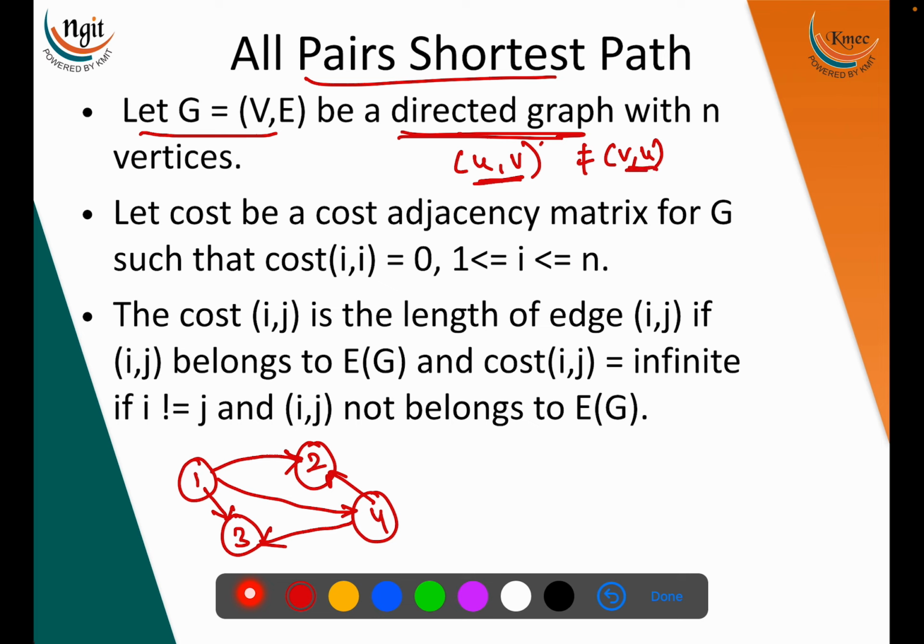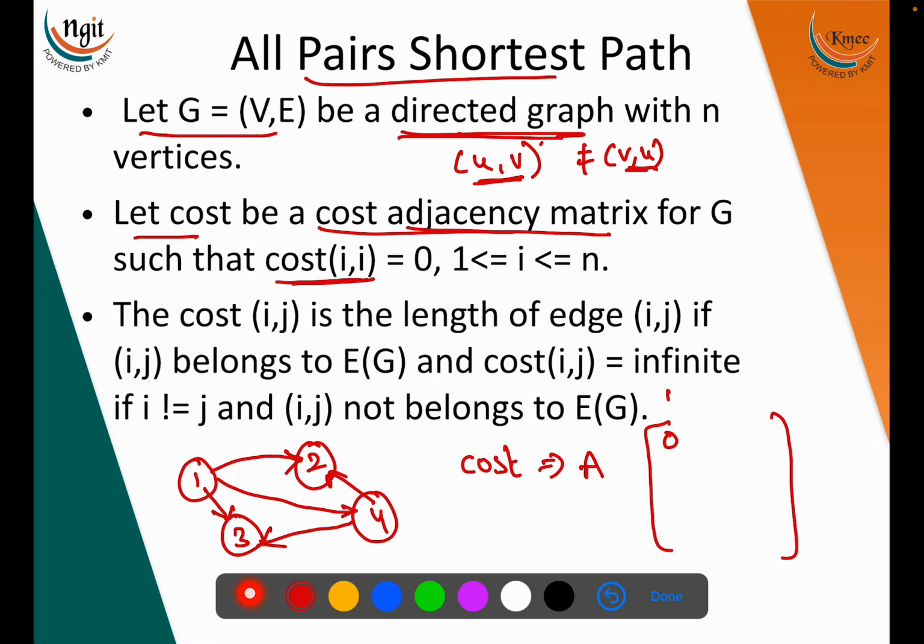Now the second point is, let cost be a cost adjacency matrix for G such that cost(i, i) is equal to 0. So let us represent the cost adjacency matrix for this. I am representing the cost adjacency matrix with A. Now in the matrix, self loops are 0. That means cost(i, i) is 0. That is, 1 will be 0, and 2 will be 0, 3 will be 0, 4 will be 0.